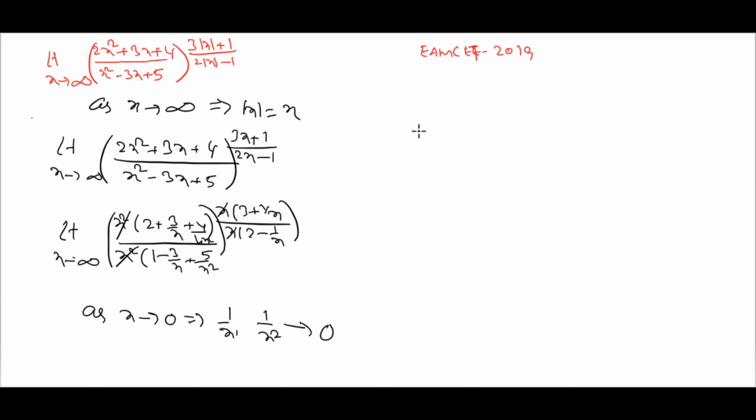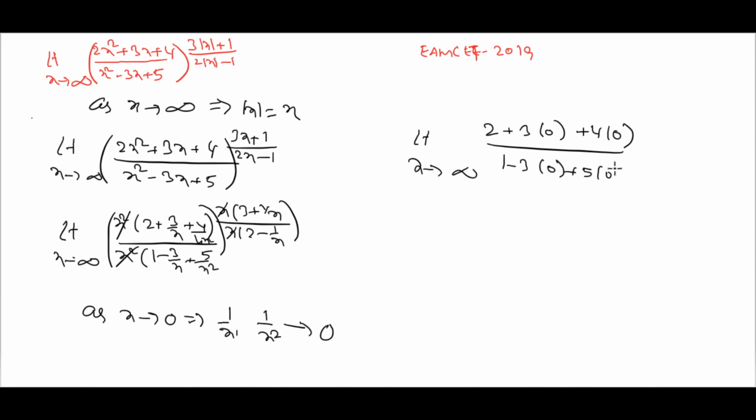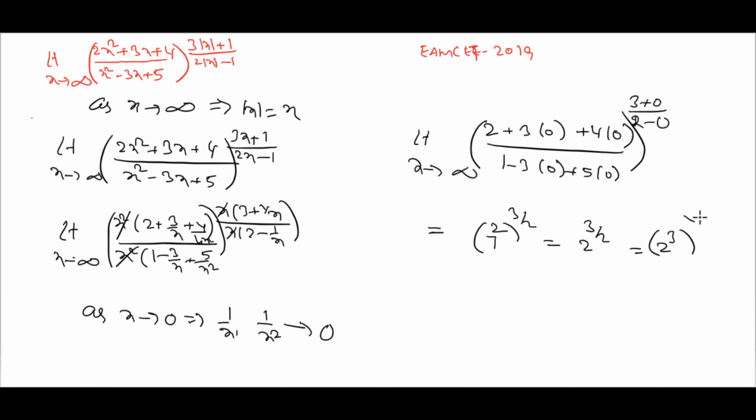Substituting these values in this limit, first value (2 + 3·0 + 4·0) / (1 − 3·0 + 5·0), to the power of (3 + 0) / (2 − 0), that is equal to 2/1 to the power of 3/2, that is equal to 2^(3/2). This is (2³) to the power of 1/2, which is written as (2²) to the power of 1/2 times 2^(1/2), the 2 cancels, that is equal to 2√2. The value is 2√2, that is the answer.